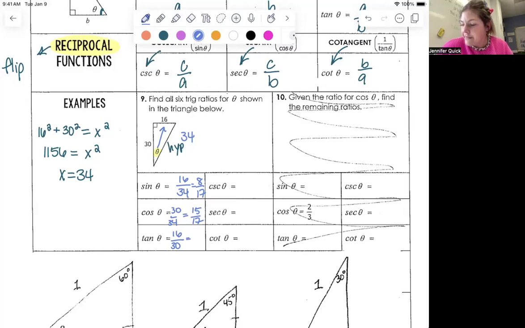And that would be 8 over 15. Those would be the basic trig functions you already know. If I'm finding the reciprocal functions, I am simply going to flip all of these and write them. So this would be 17 over 8. That would be the cosecant of theta. 17 over 15 would be the secant of theta. And 15 over 8 would be the cotangent of theta.